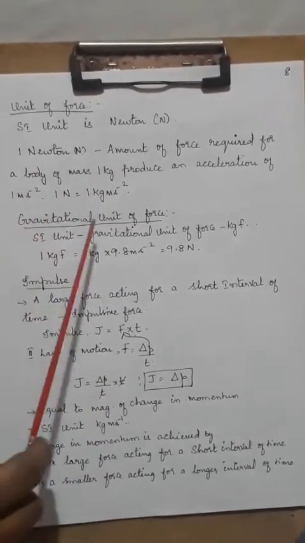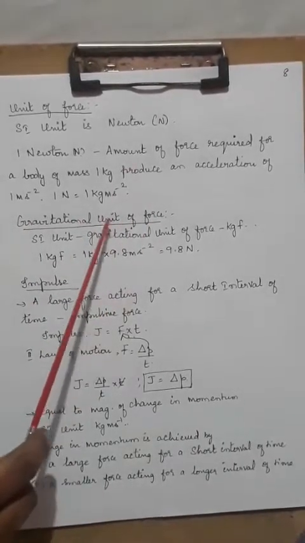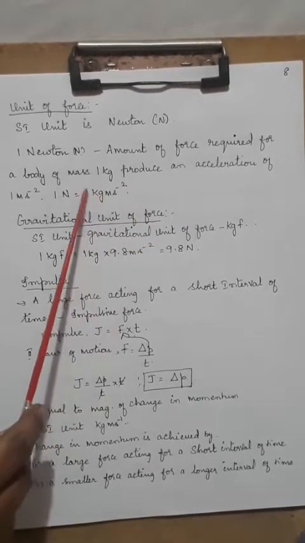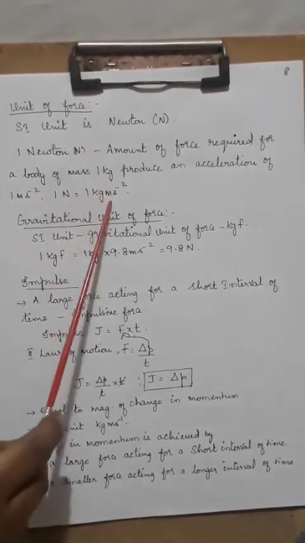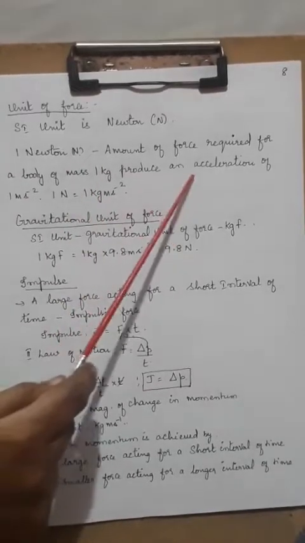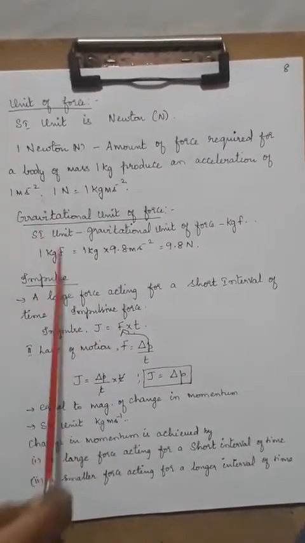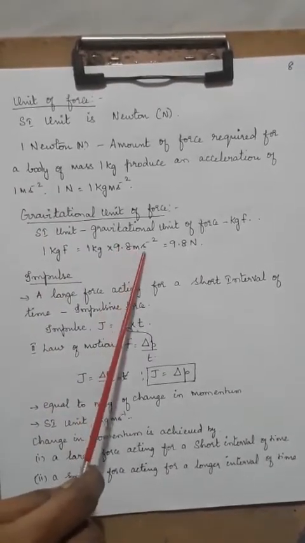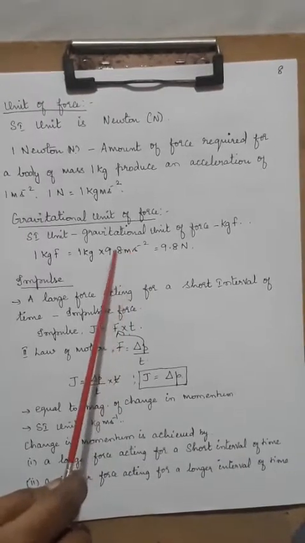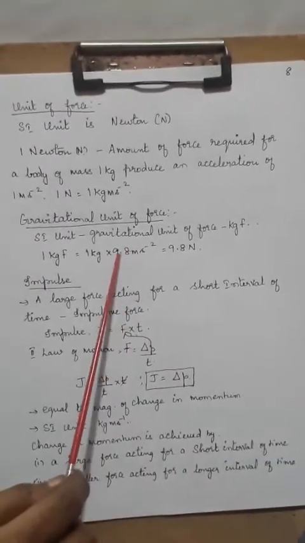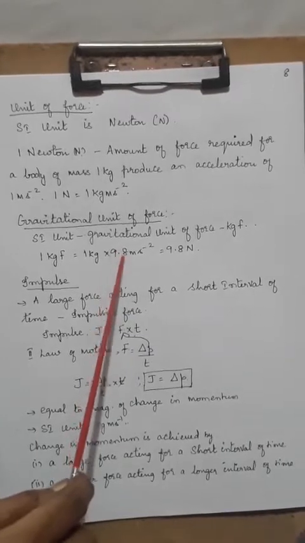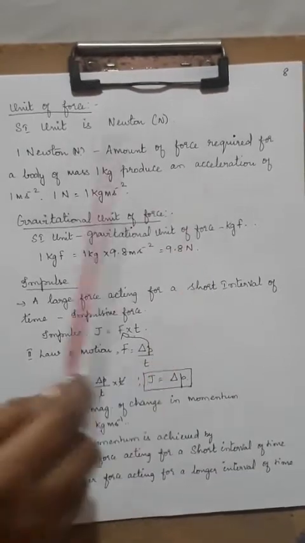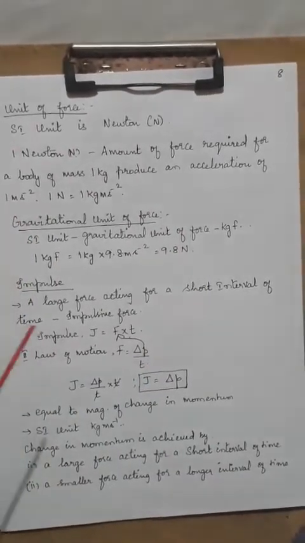Another is the gravitational unit of force. The meaning of gravitational unit of force is mass into g. Here I have taken acceleration as 1, but in the gravitational unit of force it's going to be 9.8 meter per second squared. We know that acceleration due to gravity is 9.8. So I take it as 9.8, which gives me 9.8 Newton. Okay, these are all the units of force.